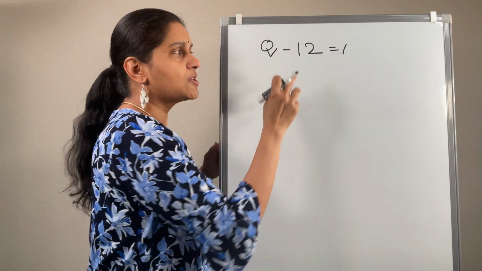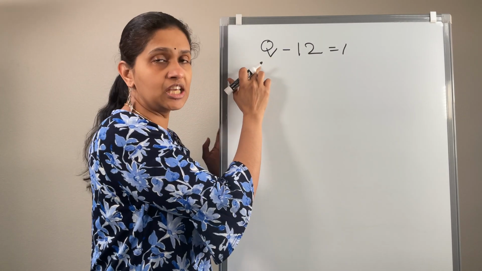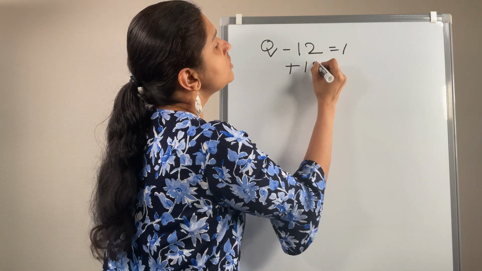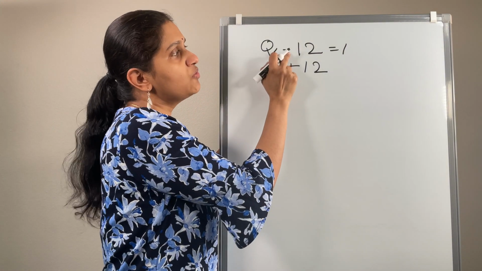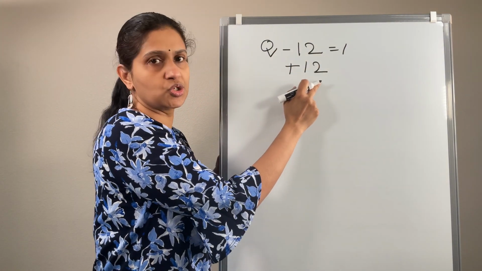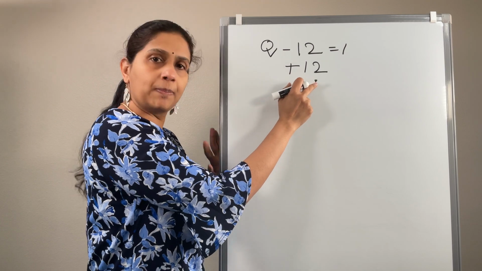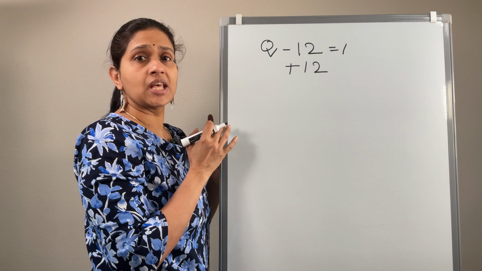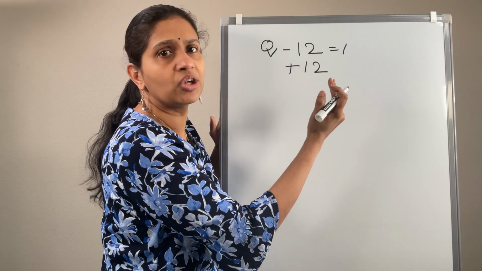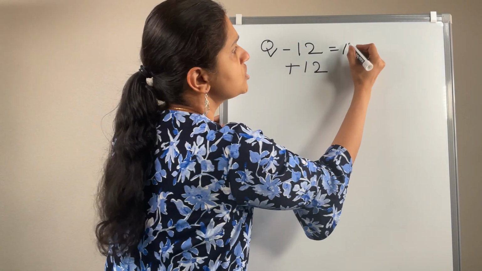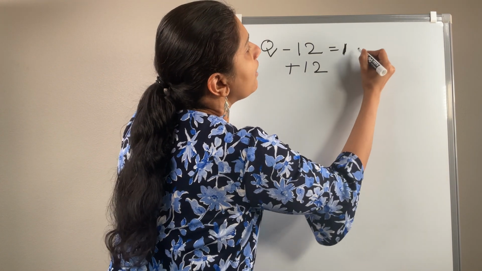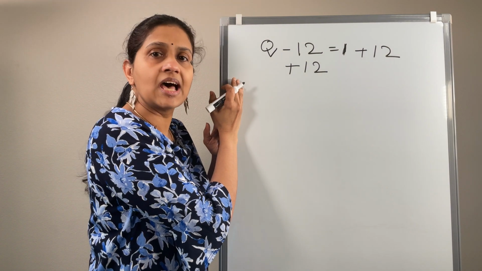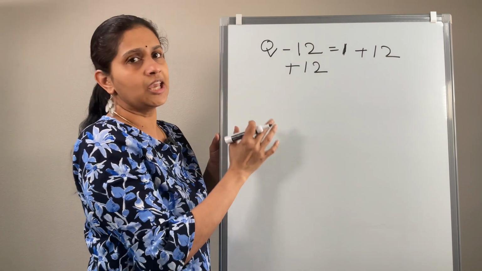Inverse operation means if you have a negative number near the variable q, you have to just add 12 to it. That is, the inverse operation of negative 12 is positive 12. So, I just need to add plus 12 to this side. When you do something on the left side, you have to do the same thing on the right side to balance the equation, which means with this one, you have to add the same 12. So, plus 12 on the right side as well as on the left side to balance the equation.